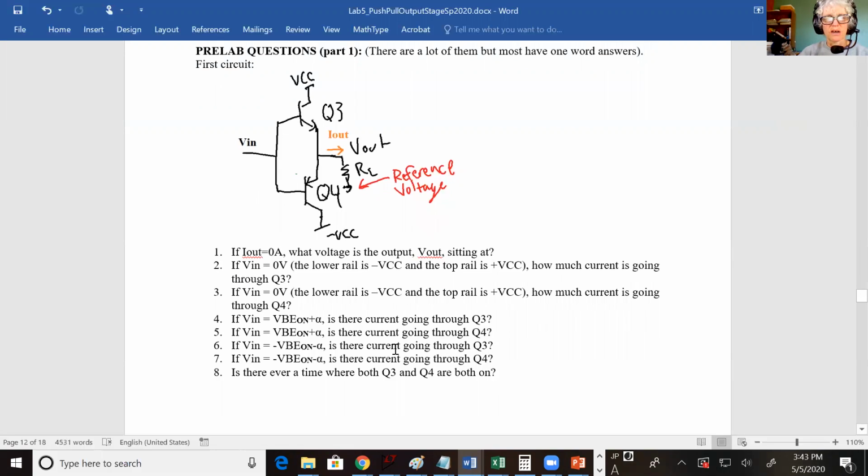And then if V in goes to a negative VB on, now Q3 is in cutoff and Q4 is conducting. So that's these questions here. And there's never a time that Q3 and Q4 are on at the same time. It's a class B output stage, which means there's a gap: there's no time where both Q3 and Q4 are on, and there is a time where both are off.